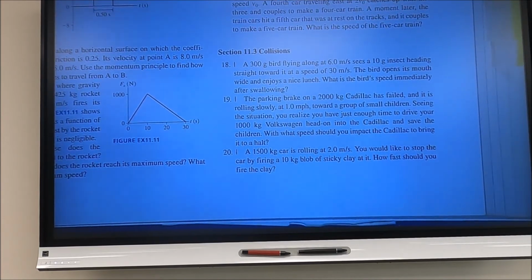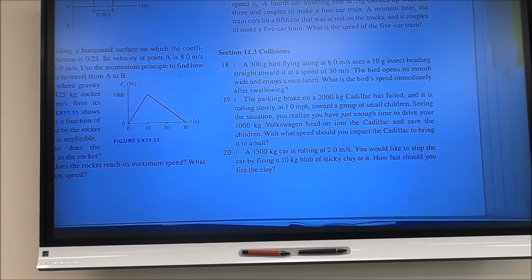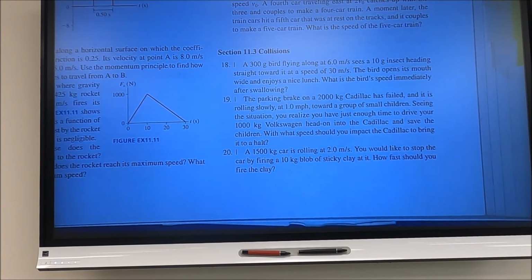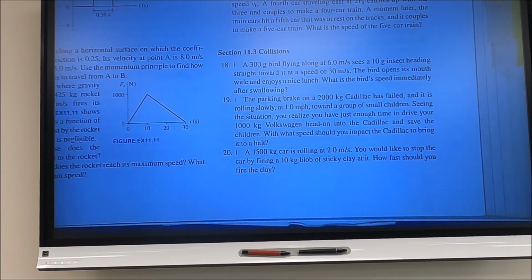It says a parking brake on a 2,000 kilogram Cadillac has failed and it is rolling slowly at 1 mile per hour towards a group of small children. Seeing the situation, you realize you have just enough time to drive your 1,000 kilogram Volkswagen head-on into the Cadillac to save the children. With what speed should you impact the Cadillac to bring it to a halt?